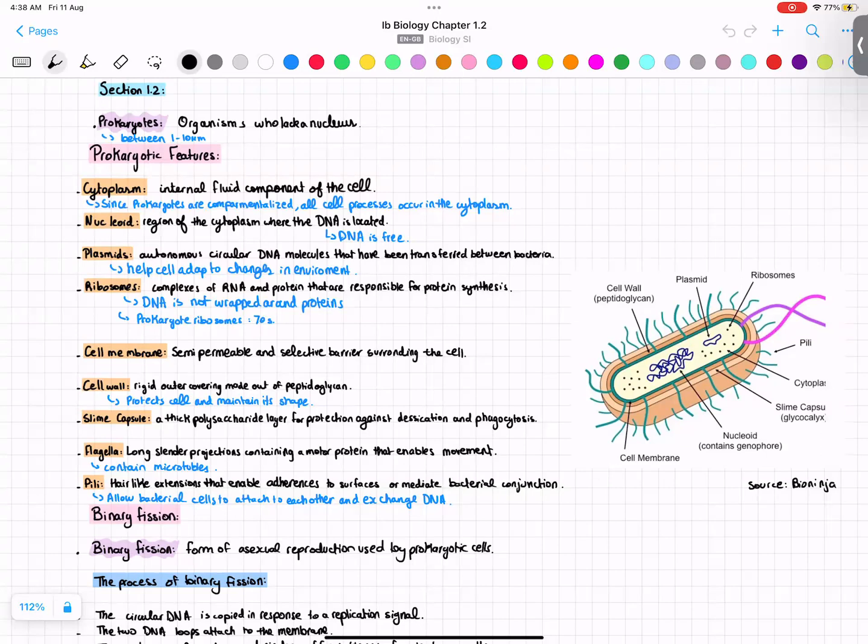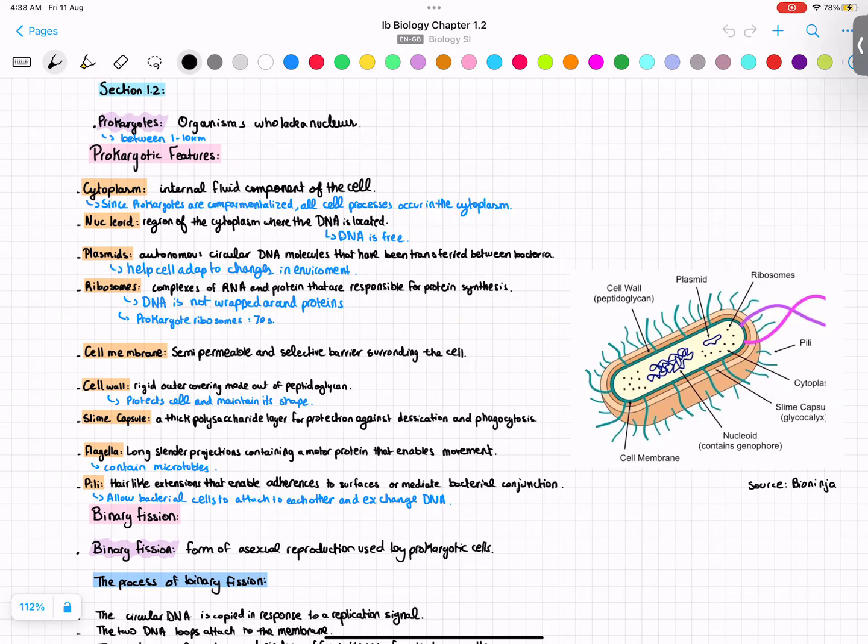And the nucleoid. The nucleoid is a region of the cytoplasm where the DNA is located. You have to keep in mind that the DNA in the prokaryote is actually free DNA. And then plasmids. Plasmids are autonomous circular DNA molecules that can be transferred between bacteria. Basically, they help the cell adapt to changes in the environment.